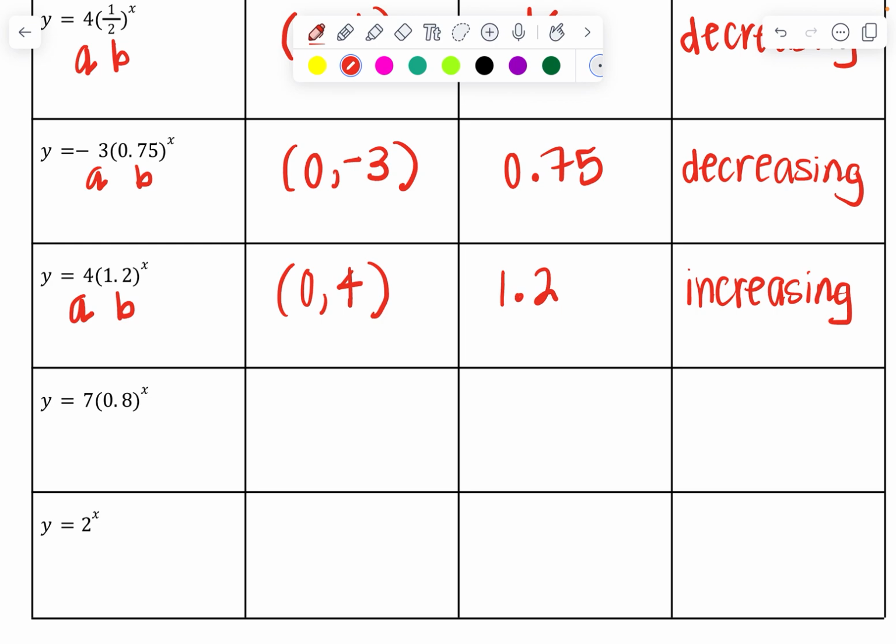y equals 7 times 0.8 to the x. So a is 7, b is 0.8. So our initial amount is (0, 7). Our constant ratio is 0.8. 0.8 is less than 1, so this is decreasing.